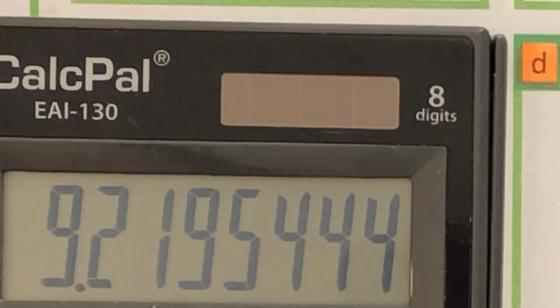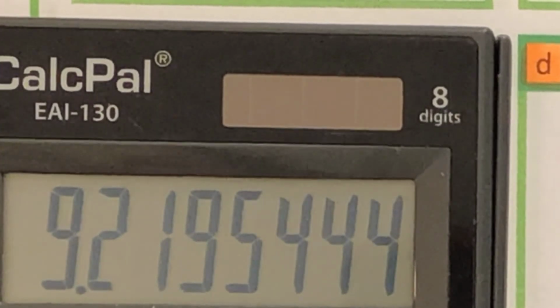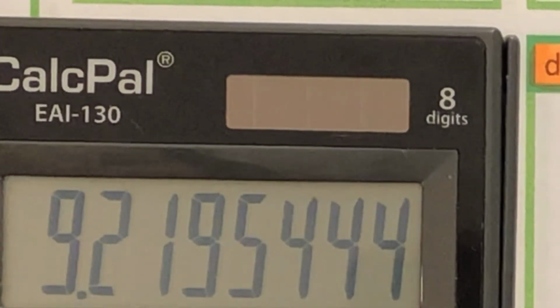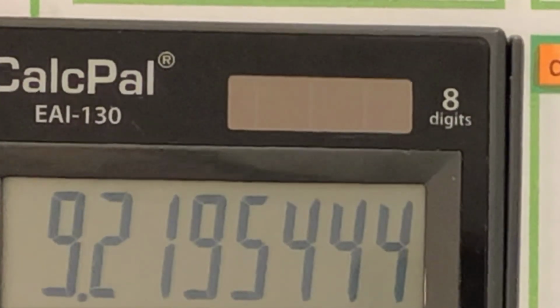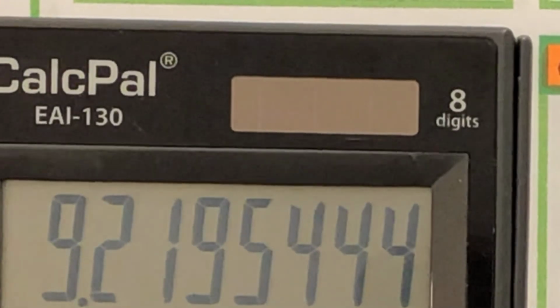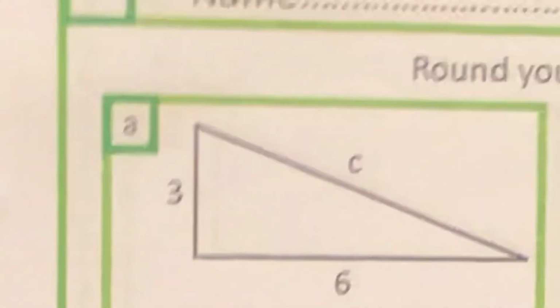9.2, we round to the nearest hundredth, and since 9 rounds up, our hundredth digit goes up to 2. So it's 9.22. That is page 4, and you, my dears, may do A and B.